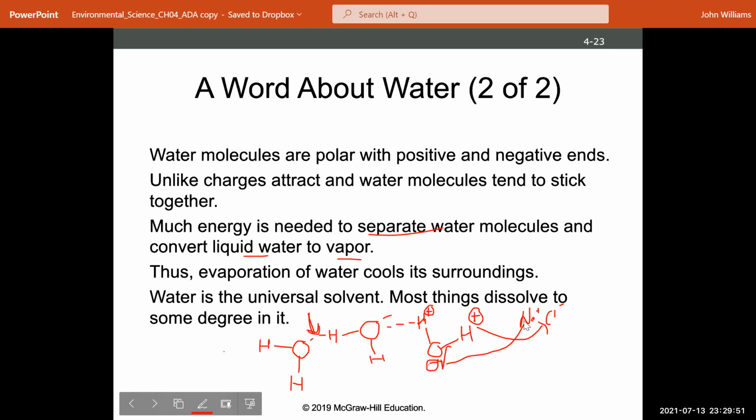And so again, like I mentioned with the salt, water is what's known as a universal solvent. So it can dissolve a lot of different molecules and substances within it, which makes it very important.